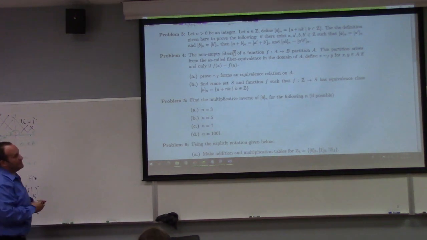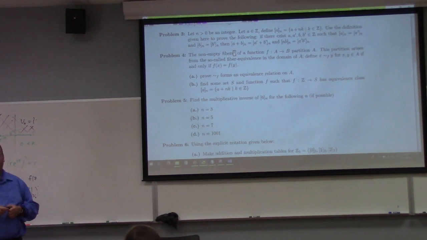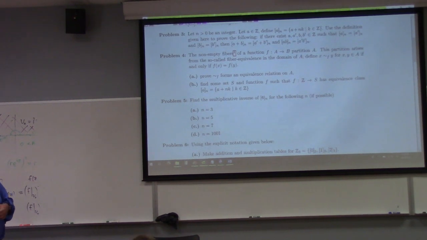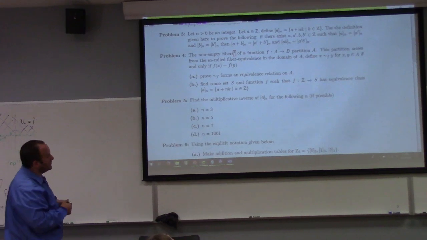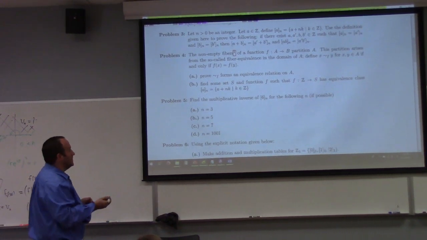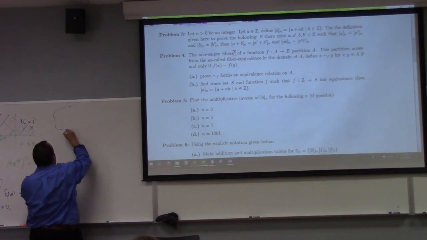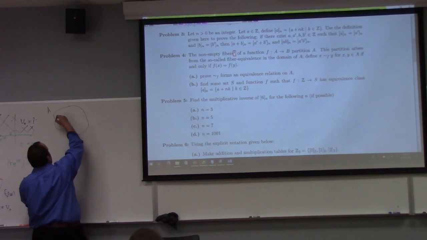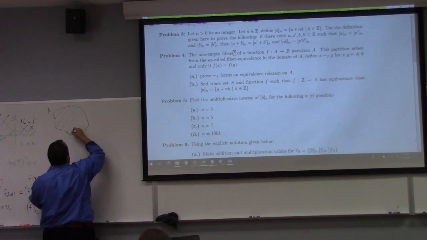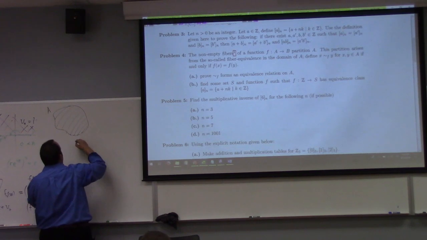So part A, you're supposed to prove that squiggle f is an equivalence relation on the domain of the function, right? I say that this is called the fiber equivalence of the domain A. So here's the idea. Here's a picture. Here's A. Basically, you can parse A into fibers.